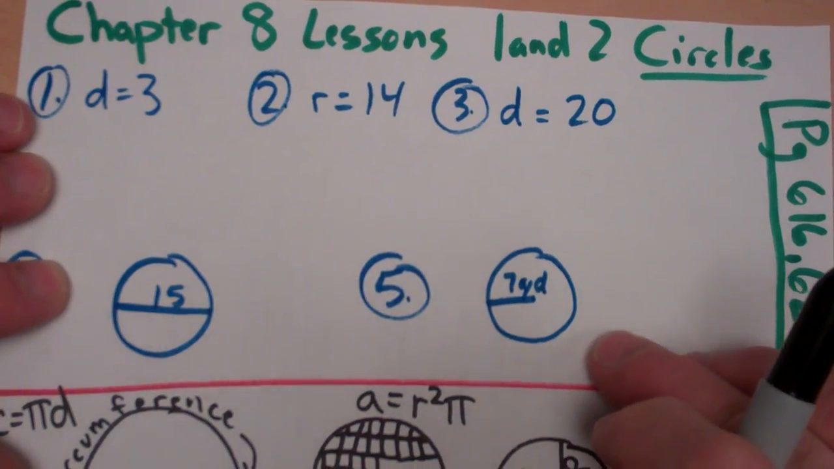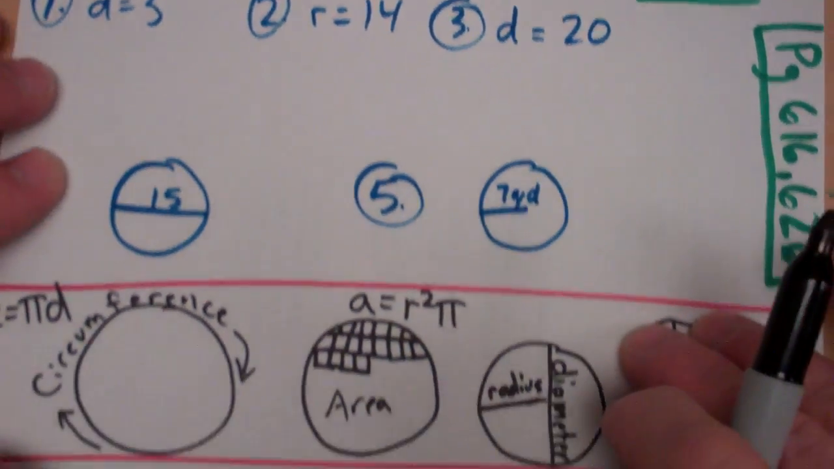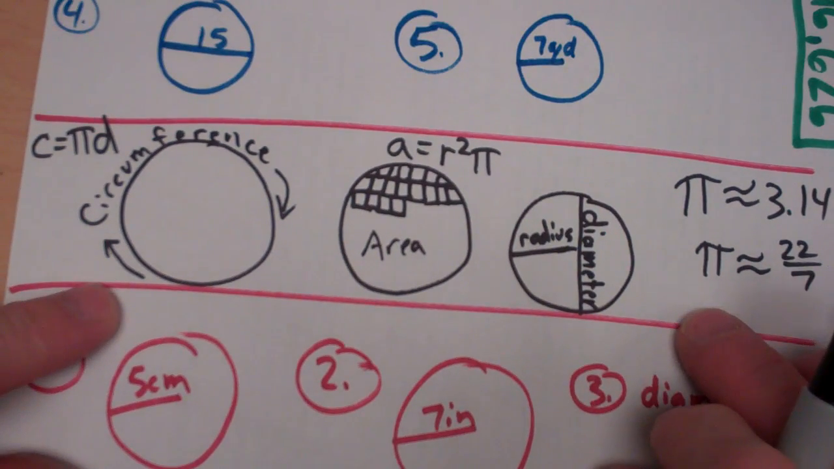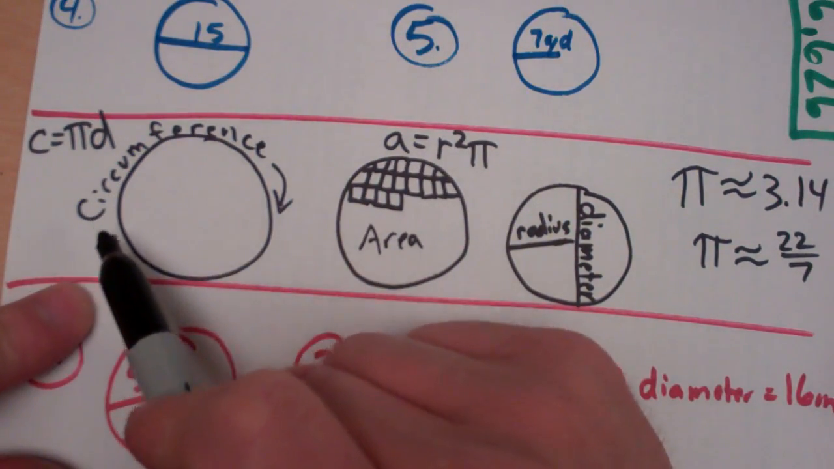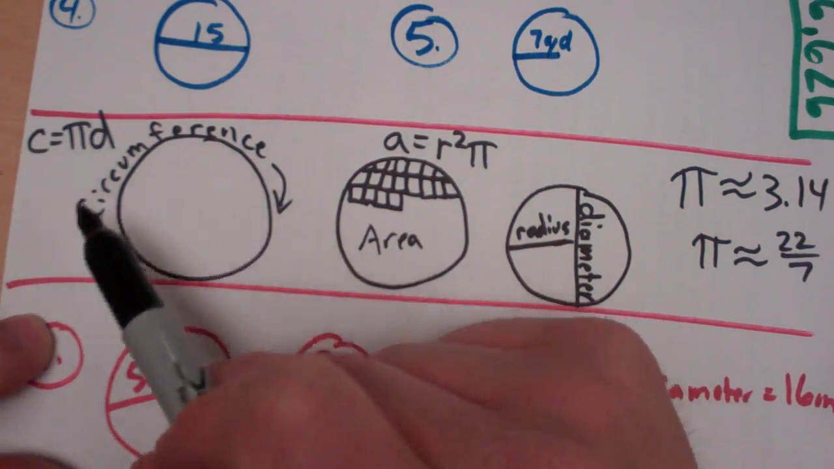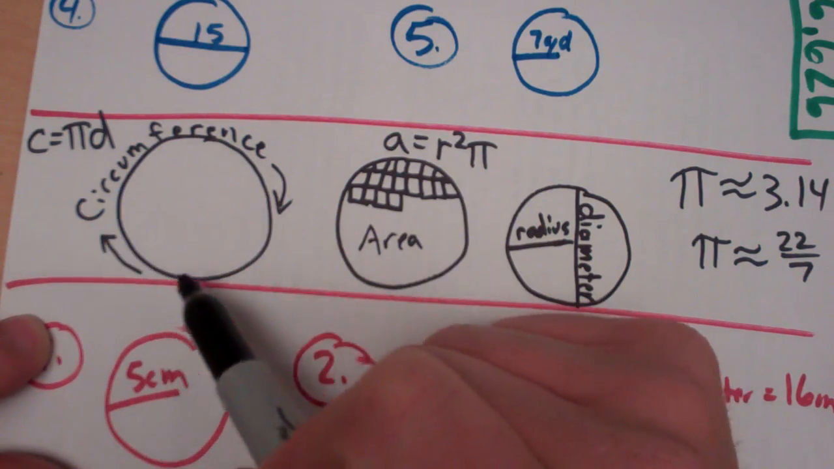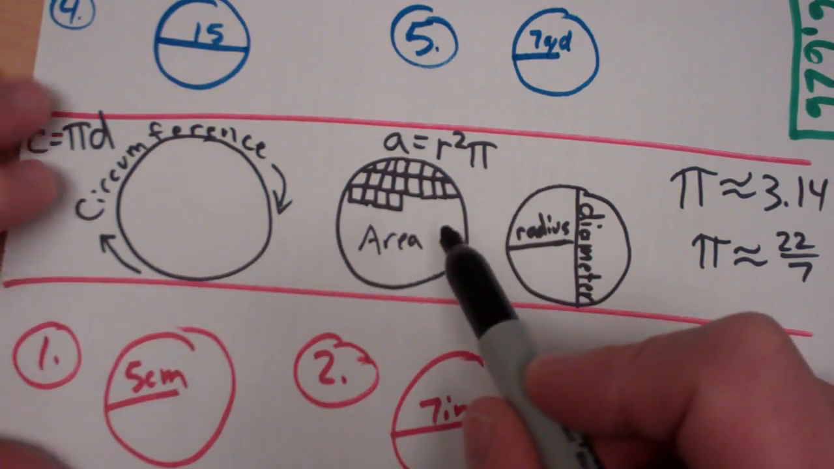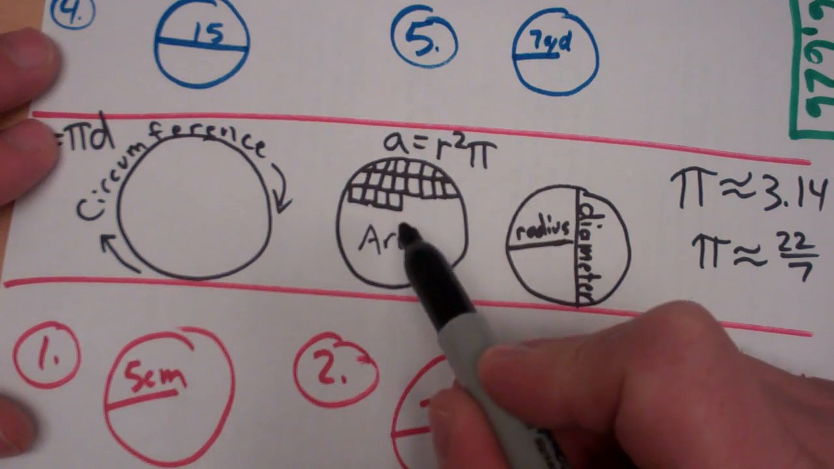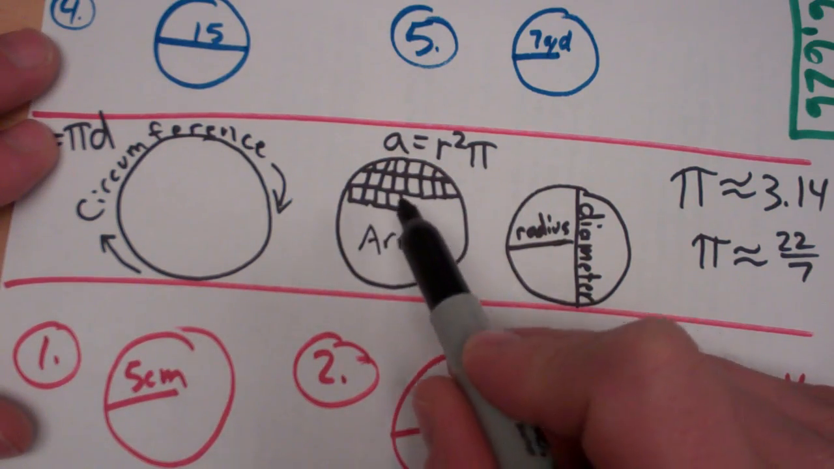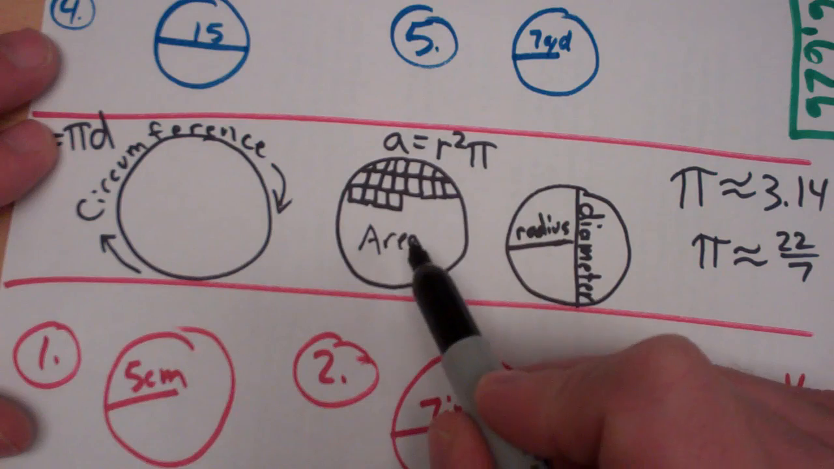Alright, this is Chapter 8, Lessons 1 and 2 on circles. So a couple things to remember about circles. Circumference is a name for what we consider perimeter when we're dealing with polygons, but this is the circumference, the distance around. Area, remember, is how many square units it takes to cover something completely, and so that would be called the area.